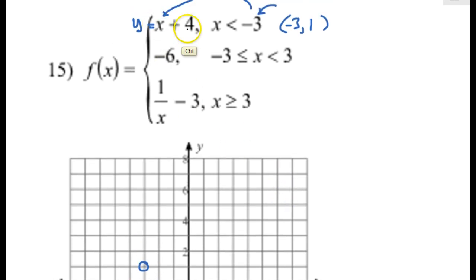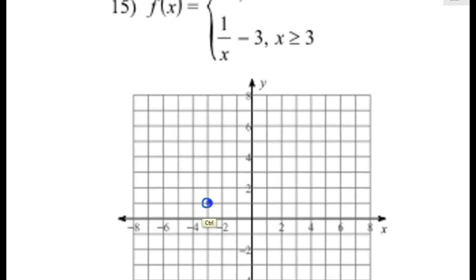Now, when it's linear, I don't need a table of values. I know how to graph y equals mx plus b. I don't need the y-intercept because I have this point, but the slope is 1 over 1. So normally I would graph like this. I'd go up 1 over 1, up 1 over 1. I missed a little, but you get the idea.